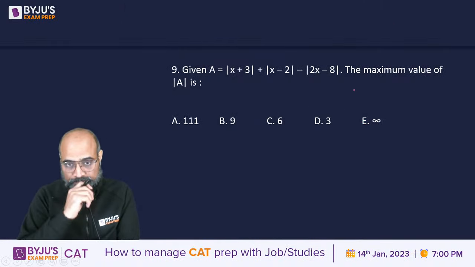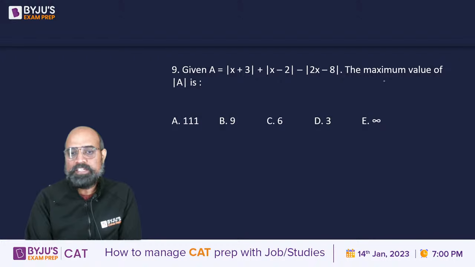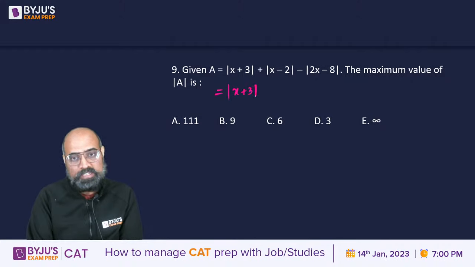Okay, next. Given that x plus 3, x minus 2 and minus 2x minus 8, the maximum value of A is. So if you guys have done modulus, this can be represented like this.